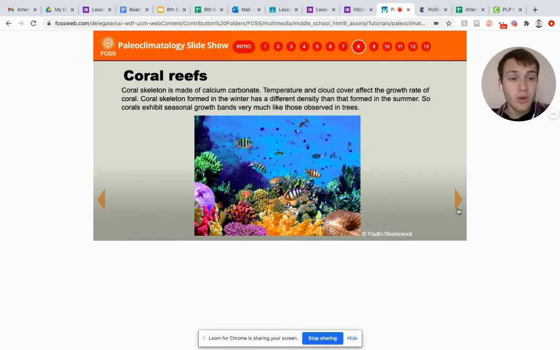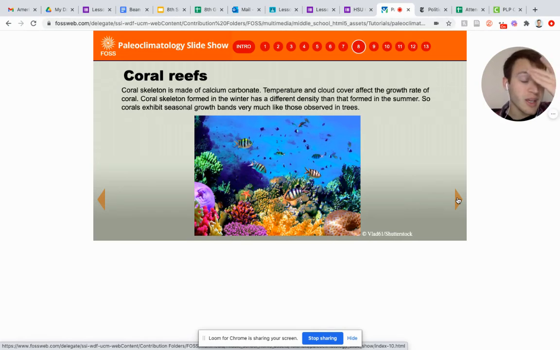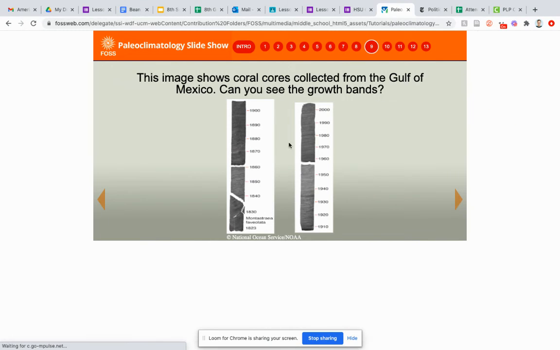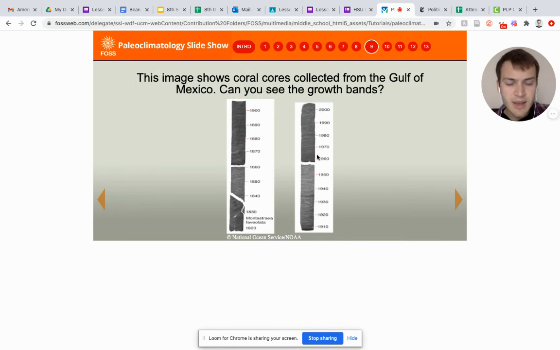Very similarly, corals and coral reefs also form rings. And those rings, again, if they're very thick, we know that it was a good year, a good climate for growing. If it was pretty thin, pretty narrow, that means it was not great for the growth of that coral. So again, we can just look at the rings. I know this is really hard to see, but essentially, thin rings mean it was a poor climate for a period of time. And if it's thicker, then that means the climate was much, much better.